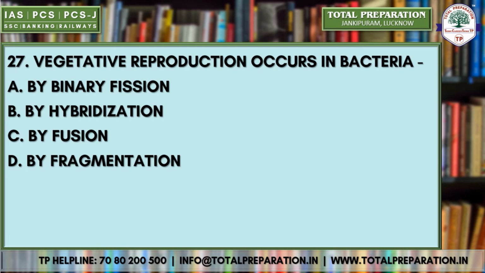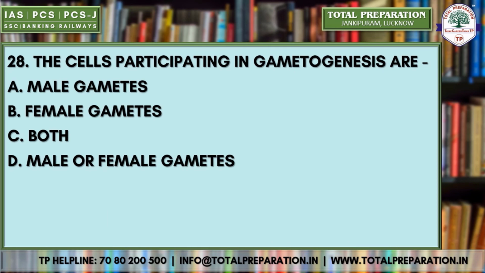Vegetative reproduction occurs in bacteria: A, by binary fission, B, by hybridization, C, by fusion, D, by fragmentation. The correct answer is A, by binary fission. The cells participating in gametogenesis are A, male gametes, B, female gametes, C, both, and option D is male or female gametes. The correct answer to this question is option C, which is both.